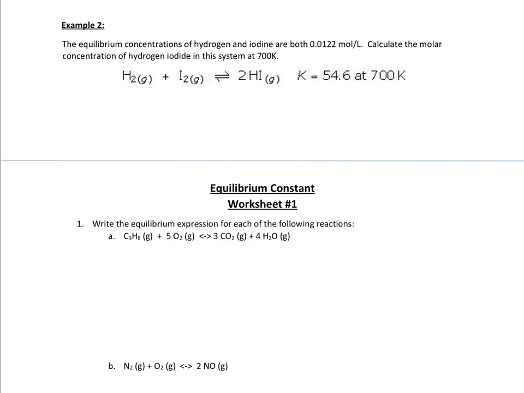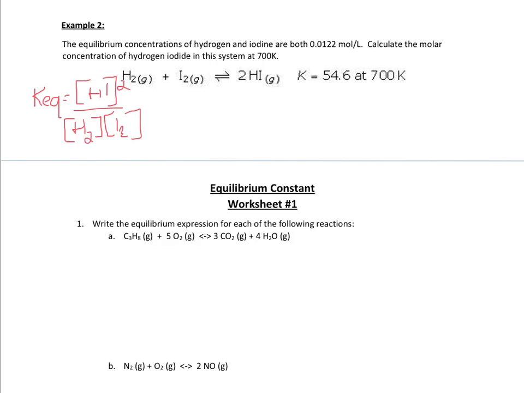0.0060. Example number 2. The equilibrium concentrations of hydrogen and iodine are both 0.0122 moles per liter. Calculate the molar concentration of hydrogen iodide in this system at 700 Kelvin. The first thing we need to do here is write out our equilibrium expression. Quickly skimming the equilibrium, there are no solids or liquids. So KEQ is equal to the product, HI, raised to the power of its coefficient, which is 2, over H2 times I2.